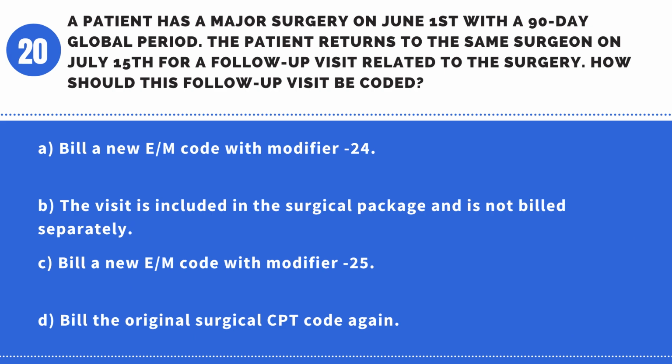Question 20. A patient has a major surgery on June 1st with a 90-day global period. The patient returns to the same surgeon on July 15th for a follow-up visit related to the surgery. How should this follow-up visit be coded? A. Bill a new E/M code with modifier -24. B. The visit is included in the surgical package and is not billed separately. C. Bill a new E/M code with modifier -25. D. Bill the original surgical CPT code again.